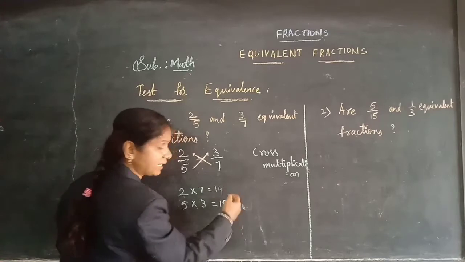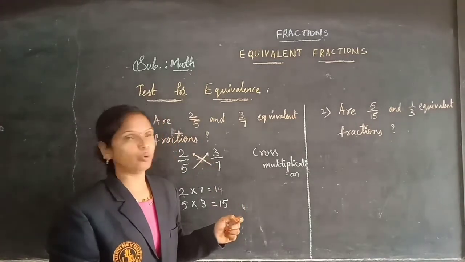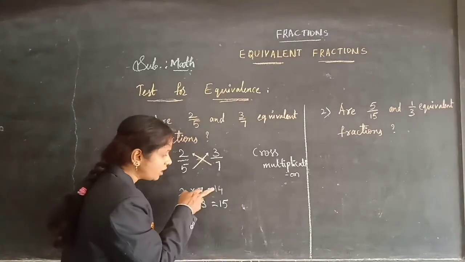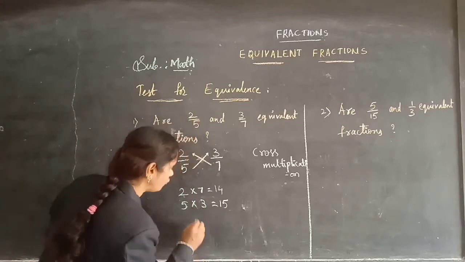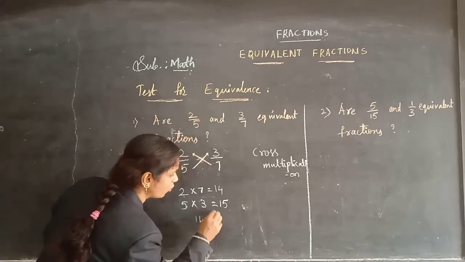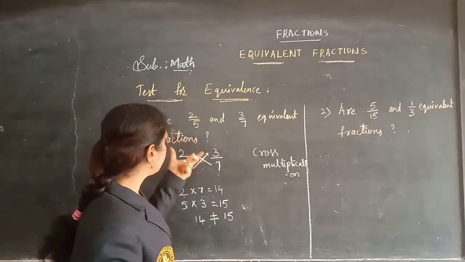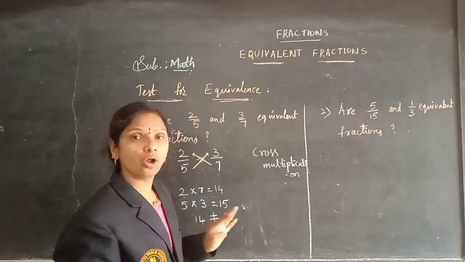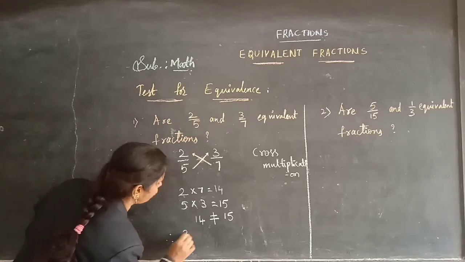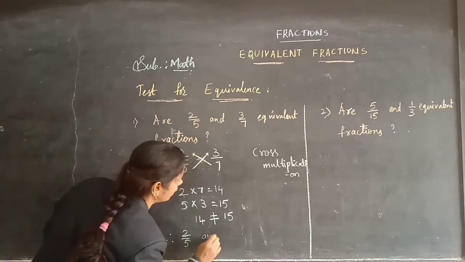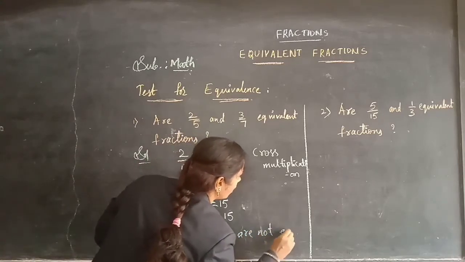After finding their products, you check whether their products are equal or not. If their products are equal, then the given fractions are equivalent fractions. So are 14 and 15 equal, children? No. 14 is not equal to 15. Means their products are not equal. So the given fractions are not equivalent fractions. You can write here: therefore, 2 by 5 and 3 by 7 are not equal.